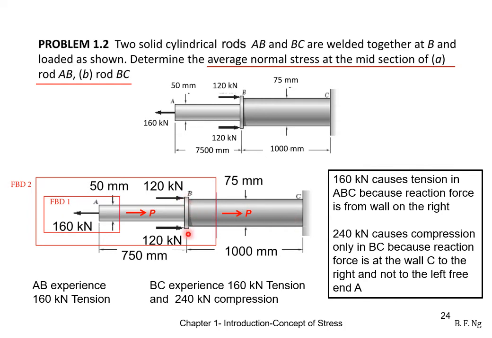The 240 kilonewtons compressive force will also have equal and opposite reaction forces from the wall. On the other hand, there is no equal and opposite force on the left side of the free end to balance the 240 kilonewtons. The end A itself is free, and there is no reaction force here. As such, only BC itself will experience compression from the 240 kilonewton force.